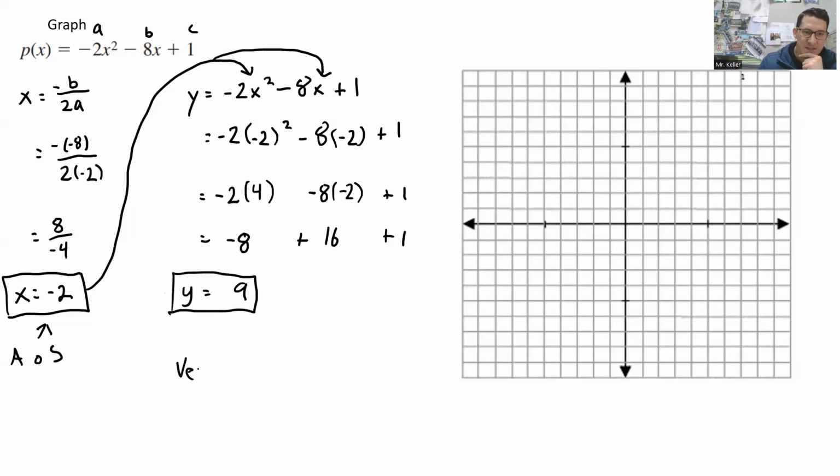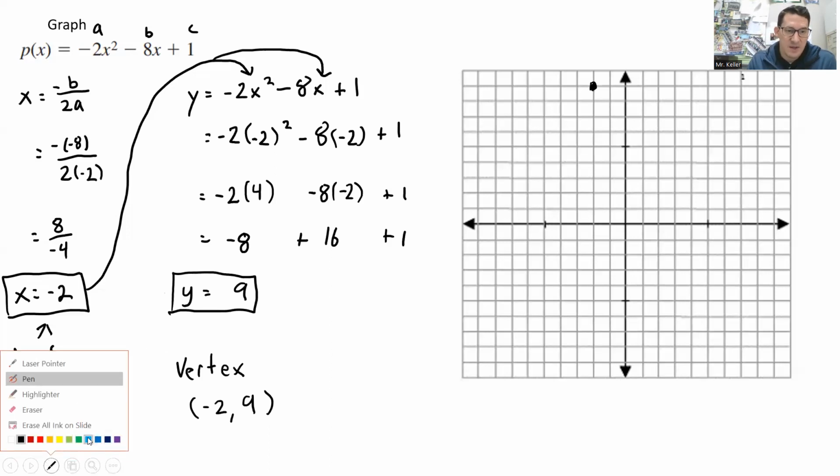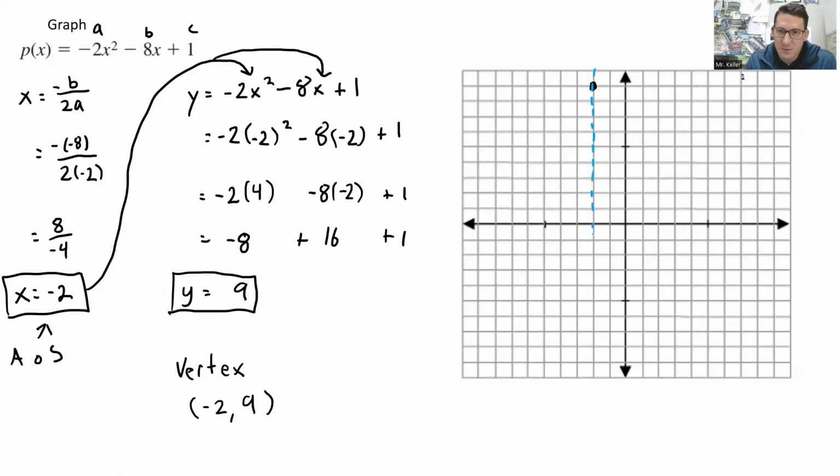And so our vertex is going to be at negative 2, 9. So I'm going to go negative 2, up 9. That's going to be here. I put it, oh, there we go. All right. And then the axis of symmetry is through that. So it's just a straight line at x equals negative 2.